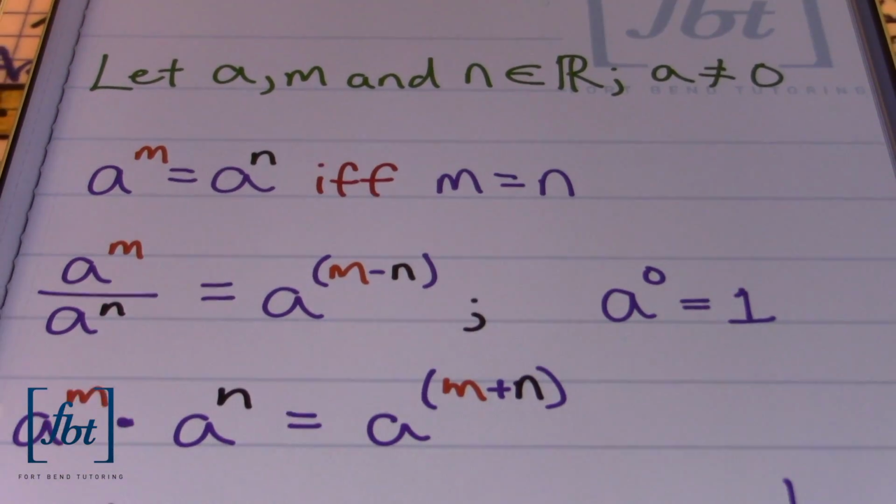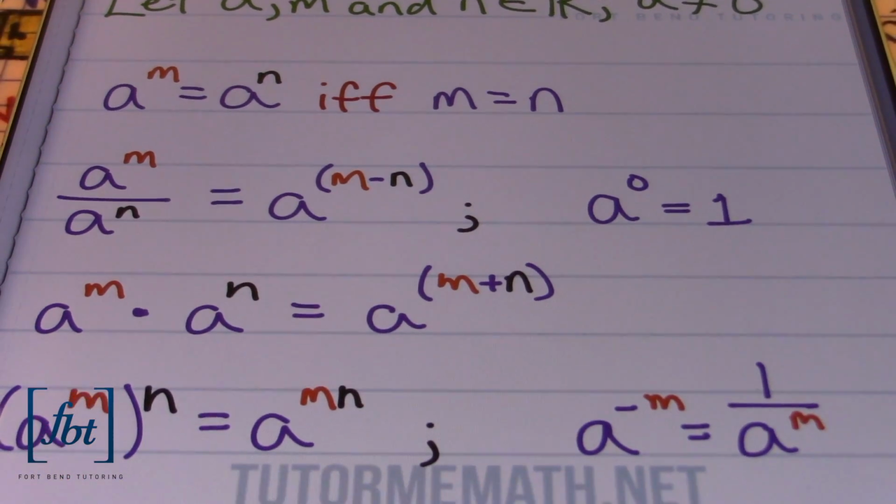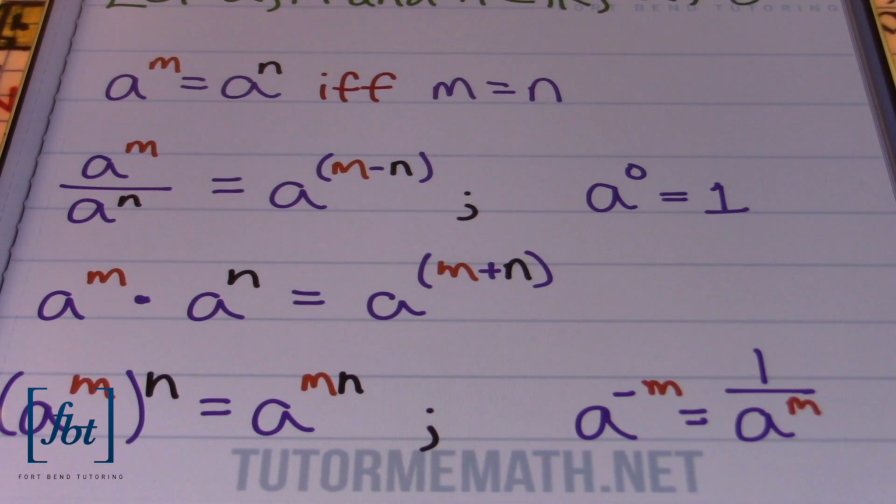They're all right there. We'll be using some of these. I like this one right here, that's a good one: the quotient rule for exponents. Same base, dividing, you're going to subtract the exponents.